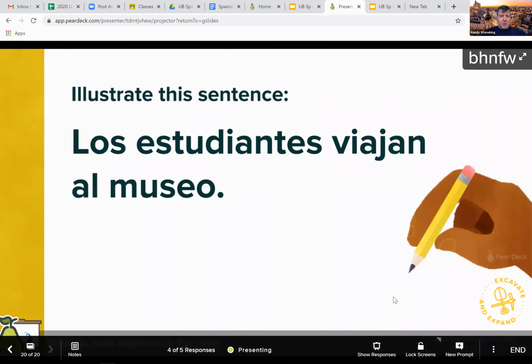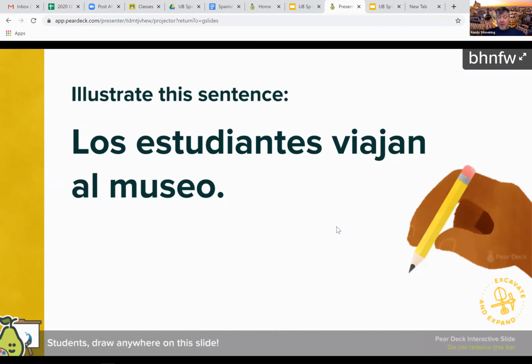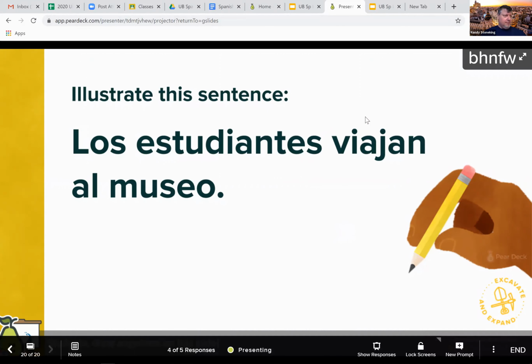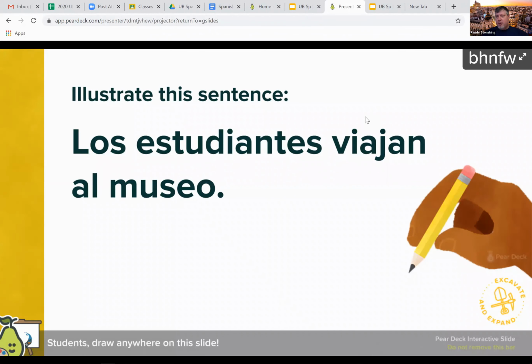Okay, let's try one more on your own. So here's what we want to do. I'm just going to tell you the word, and I'm going to have you, number one, draw a picture, and number two, write a sentence, okay? I want you guys to use the verb. Let's use the word hablar, okay? Think about what it means, and then I want you to write me a simple sentence and then illustrate it as well.